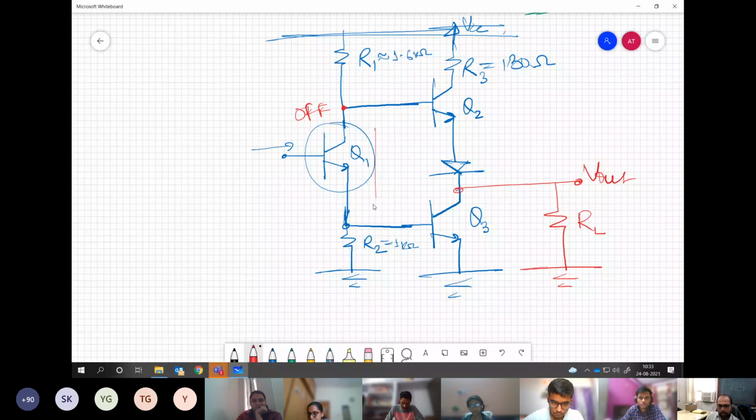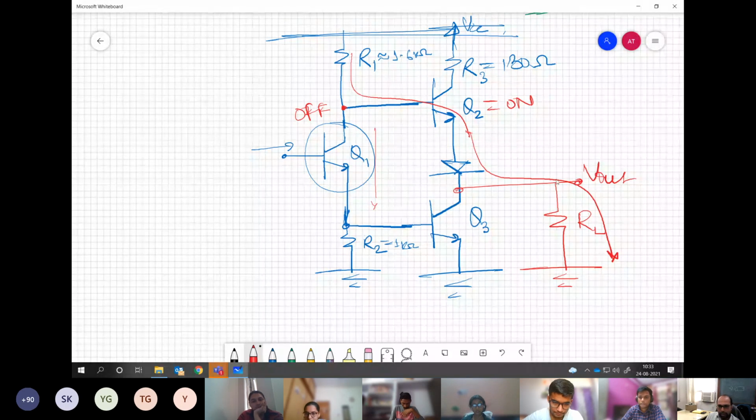Because this path is not conducting, your current will try to take this path because this voltage is higher. So it will bias this transistor Q1 in on mode, and the current will take this path. Isn't it? The base current and then this collector current. So this would be the typical path for the current.